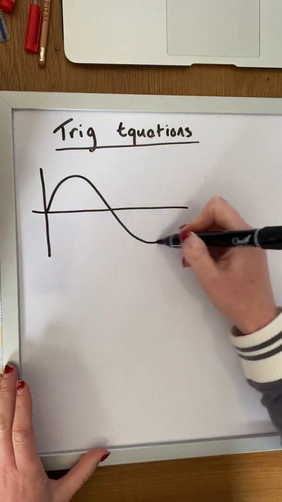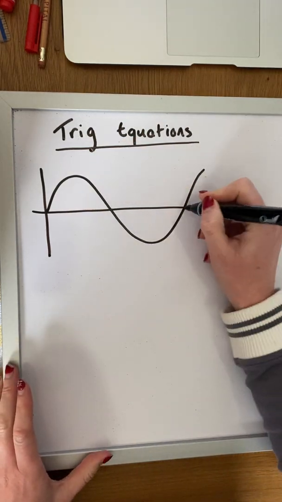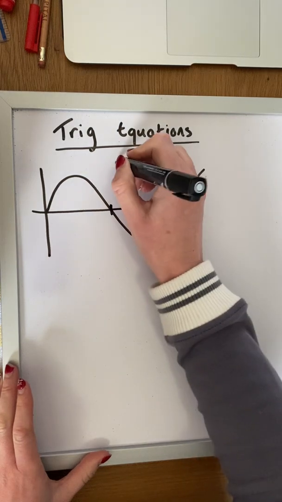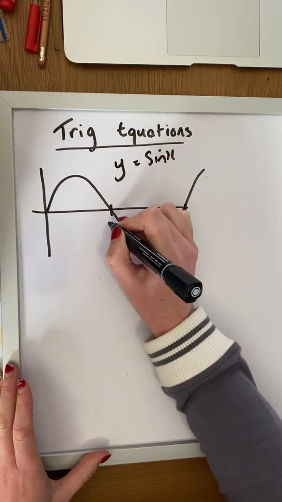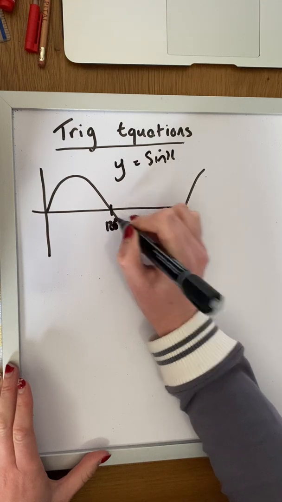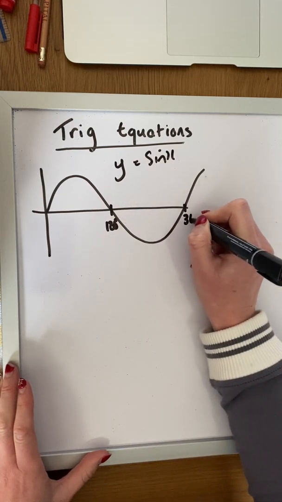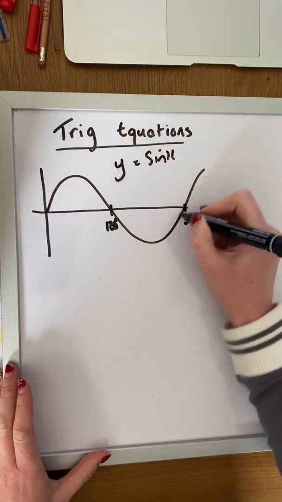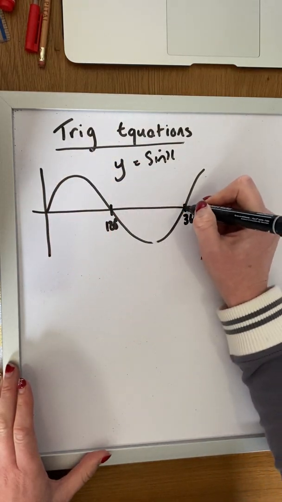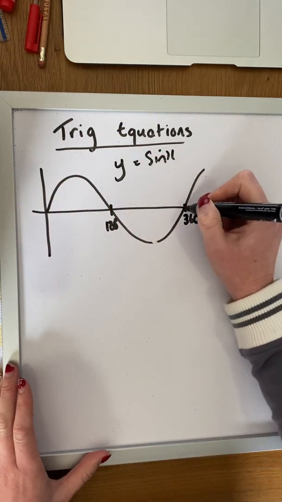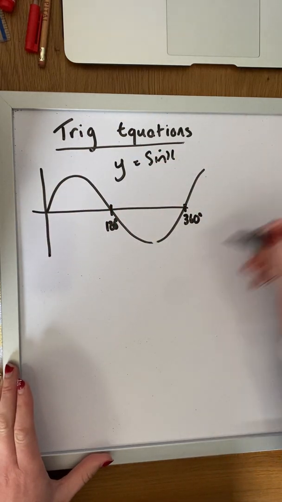So the graph of a trig function is a repeating graph. It crosses the x-axis, so this is the graph y is equal to sine of x. We can see that it crosses the x-axis at 180 degrees and again at 360 degrees, upon which time it comes back to its first repetition. So there's one repetition of the sine graph between 0 and 360, and then it's going to repeat itself again.